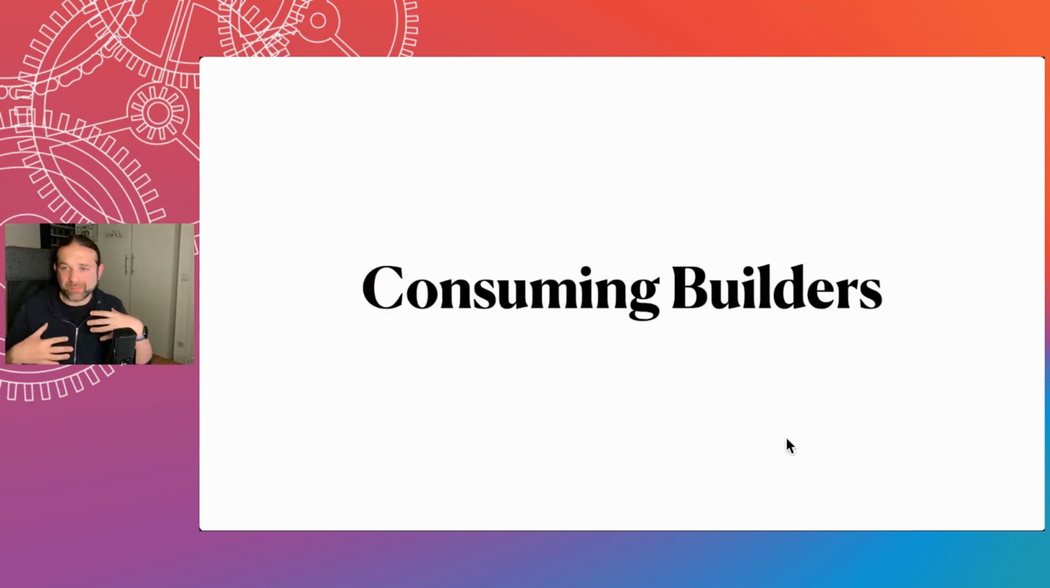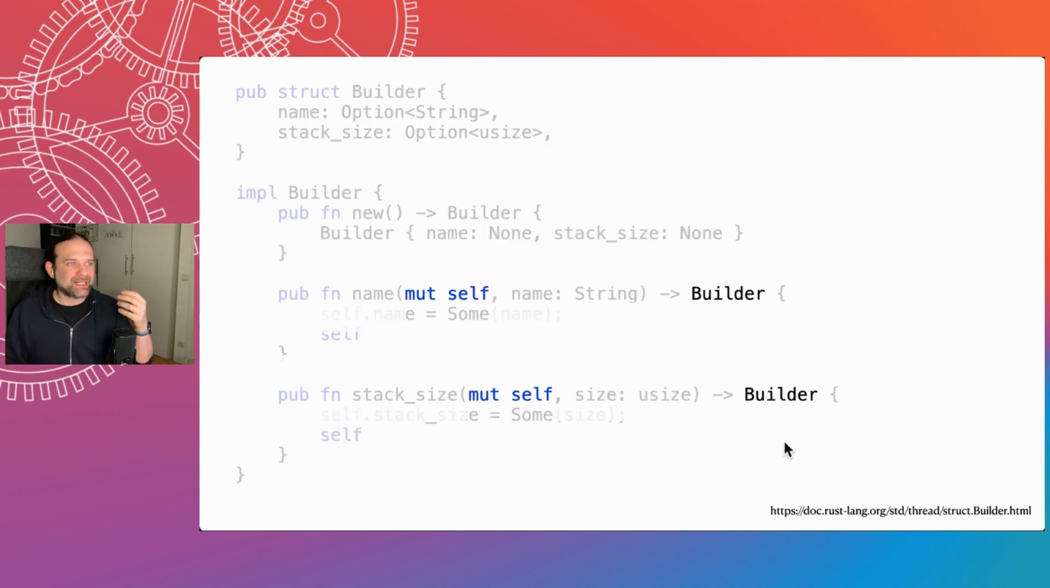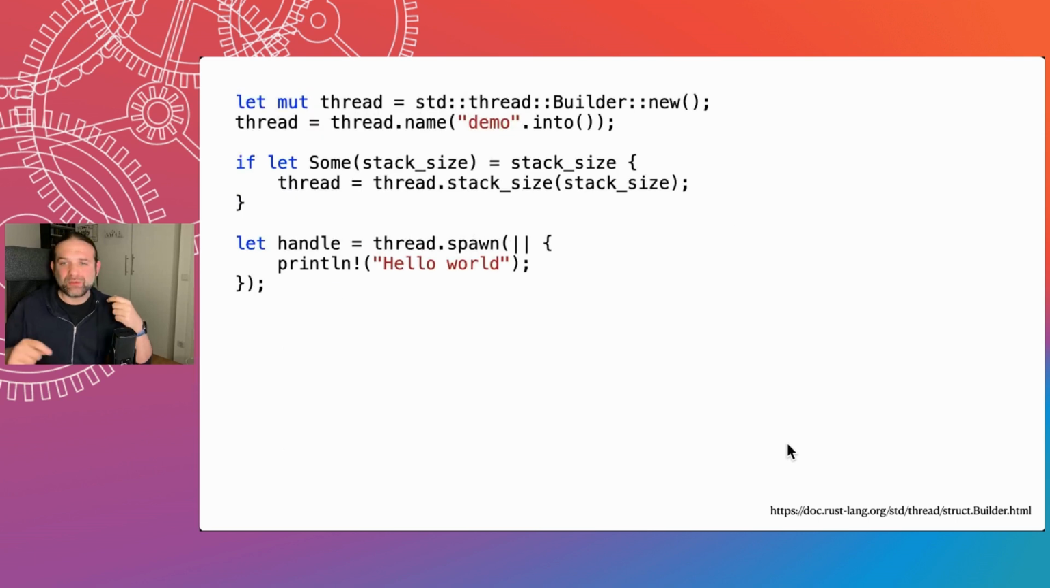On the other hand, you have consuming builders. And this is also an example from the standard thread builder. So you can create a new thread via this builder, where you set the name, an optional name, and can set the stack size. But if you look at the interface, this is also abbreviated again to fit on a slide. You see that they take a mutable owned struct, so not a mutable reference, but an owned struct, and also return an owned struct, which means that if you are changing methods within your control flow, you need to reassign to a new binding after each method call.